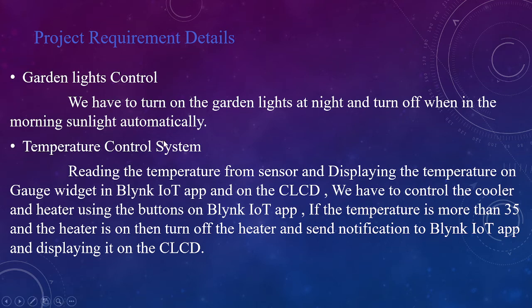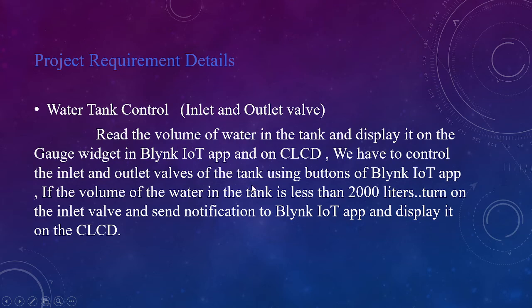These are the requirements of this project. We have to turn on and turn off the garden lights based on the availability of sunlight. Temperature control system: we have to display the current temperature on the gauge widget of the Blynk IoT app, and turn on and turn off the heater and cooler. Controlling the water tank inlet and outlet valve: we have to turn on and turn off the inlet and outlet valves of the water tank using the Blynk IoT application.